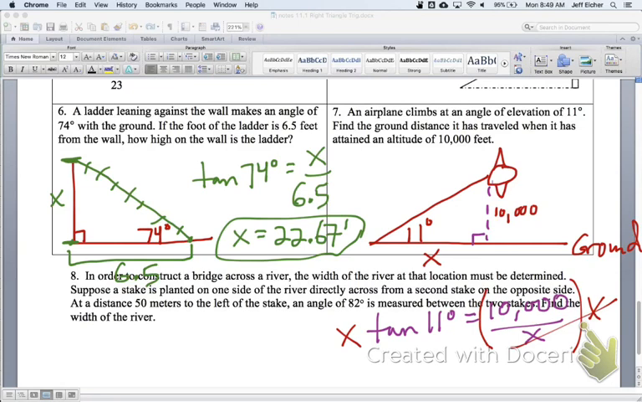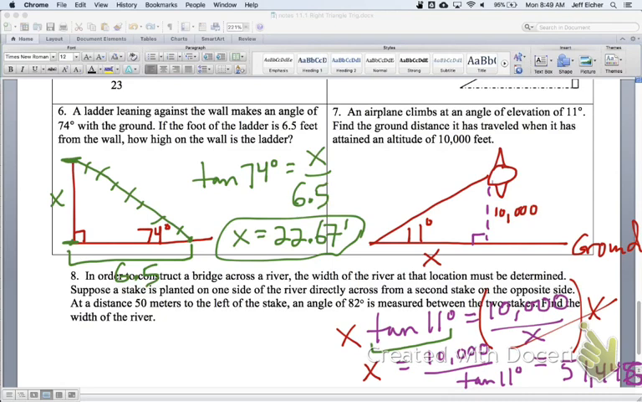Tangent 11 is just a number, so we'll divide both sides by that tangent 11. So the x is going to be left there, and it's going to equal the 10,000 that's been sitting around there from the beginning, divided by tangent 11. And you would type it like that, 10,000 divided by tangent 11. And that is 51,445.5. And I ran out of space. So round to 6.